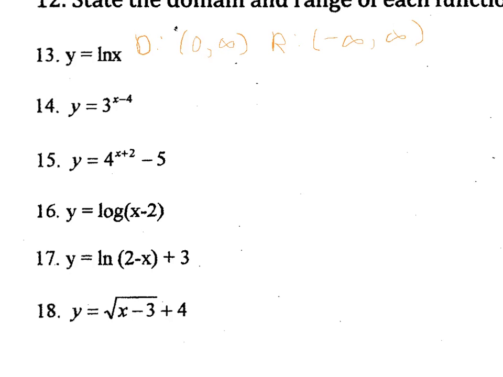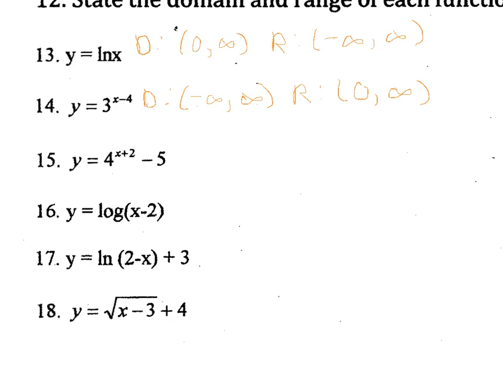For number 14, we have an exponential. And for exponentials, the domain is always negative infinity to infinity, because we can plug in anything we want for x, but the range is restricted by the horizontal asymptote. This particular function has a horizontal asymptote at 0, since there is no number in the back, there's no k value. So our range will be from 0 to infinity.